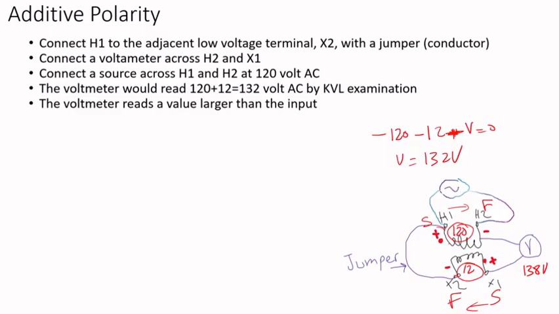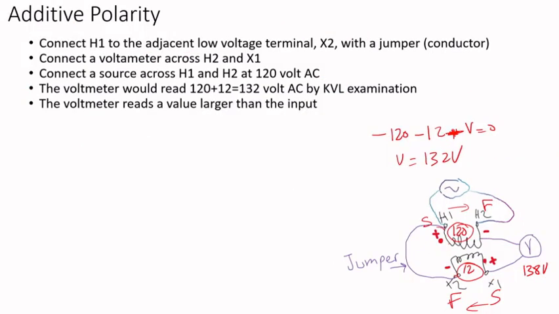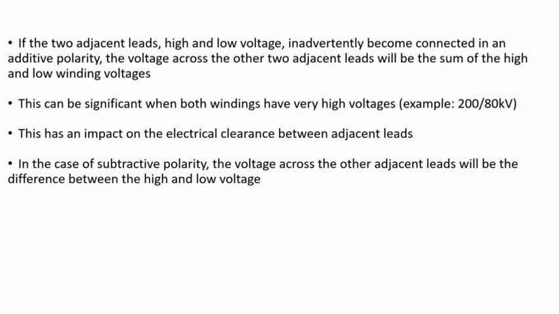Then what is the impact of that? We saw from subtractive, the two adjacent leads, high voltage and low voltage, in this case H2 and X2, the voltage across them was the subtraction. In the additive, it was actually the sum of the two voltages, high voltage winding and low voltage winding.